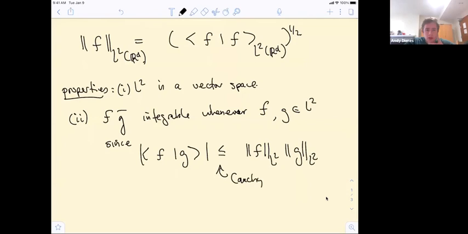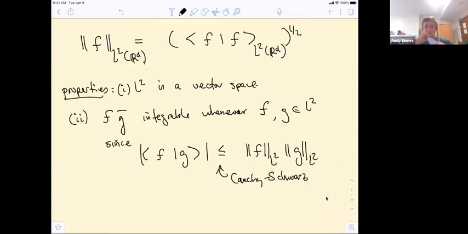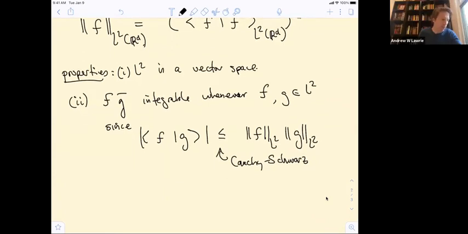Could you just remind me, does the Cauchy-Schwarz inequality hold for all inner product spaces? Yes, it's a property of an inner product. It holds in all inner product spaces. Yeah, we can prove it, but the proof is basically the same.